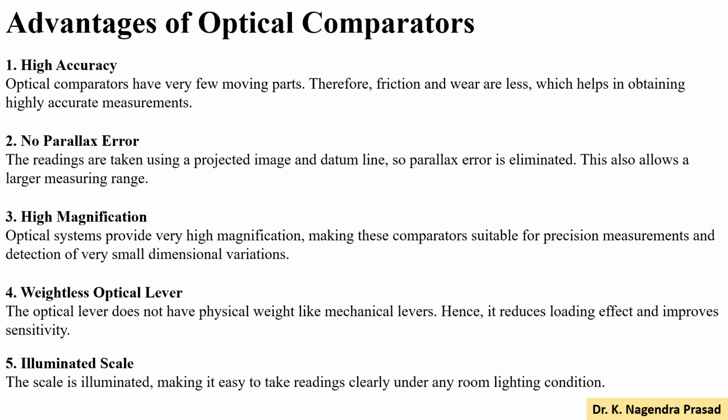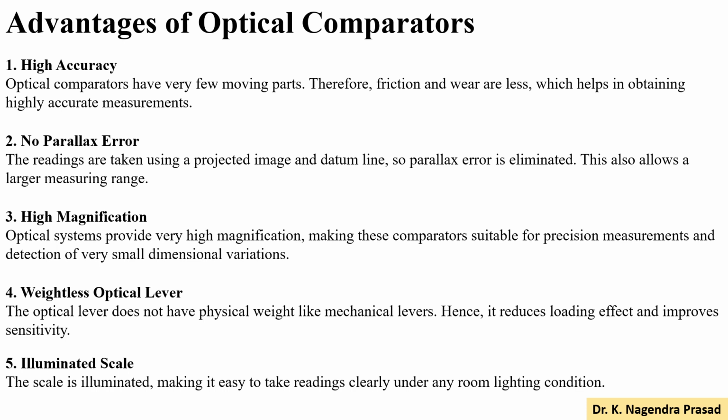Next we will discuss the advantages of optical comparators. First one is high accuracy. Optical comparators have very few moving parts, therefore friction and wear are less, which helps in obtaining highly accurate measurements. Next one is no parallax error. The readings are taken using a projected image and datum line, so parallax error is eliminated. This also allows a larger measuring range.